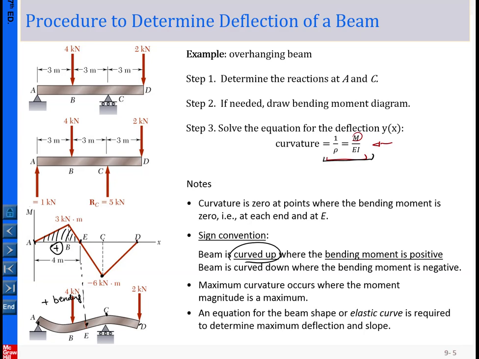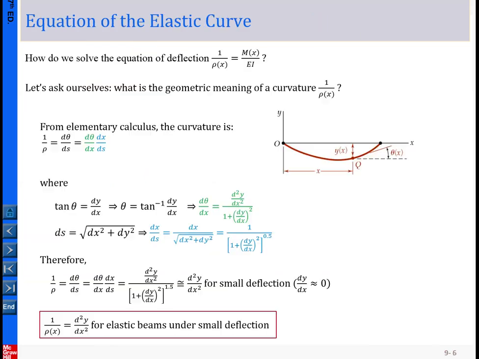Okay, one final point: an equation of the beam shape, or elastic curve, is required to determine the maximum deflection and the slope. Here I'm going to explain this a little bit more. This point is relevant to how to apply this equation to determine the maximum deflection and the maximum slope. I can probably explain this best with more examples later on, so we skip this one at the moment.